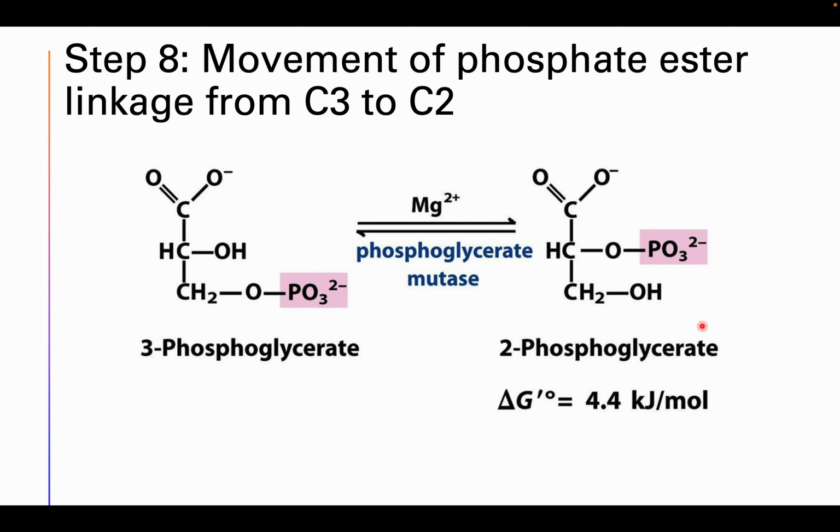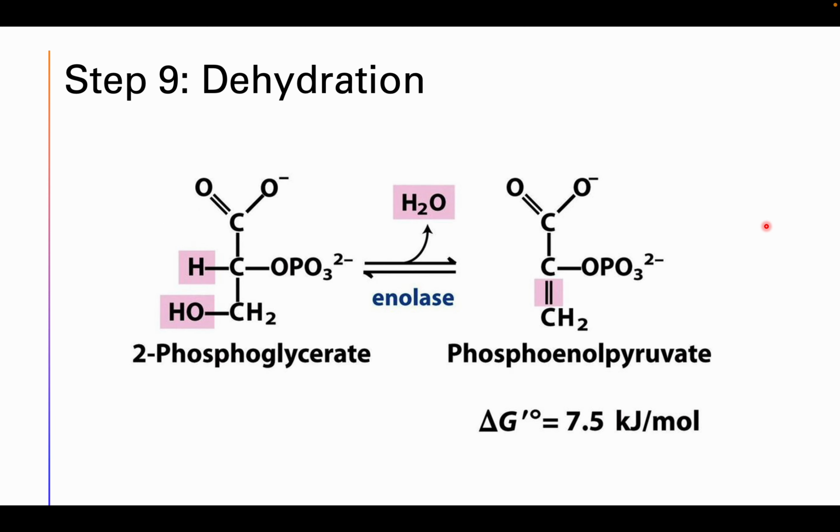So now that we have 2-phosphoglycerate, there is dehydration, which means the release of water to form phosphoenolpyruvate. Here you can see the release of water from the second and third carbons, and what we get is phosphoenolpyruvate.